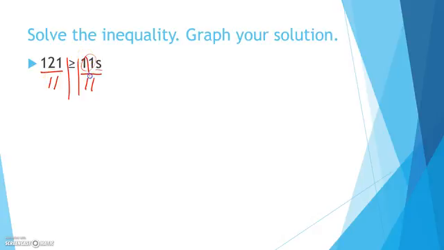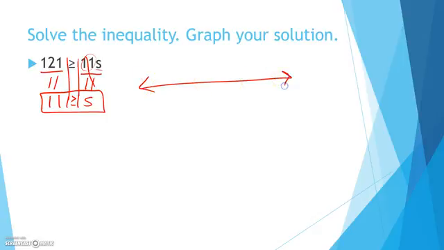11 over 11 gives me 1, or just 1s. Bring down that inequality sign. And 121 divided by 11 is 11. So I have 11 is greater than or equal to s. Again, our variable's on the right side, which makes things sometimes a little trickier. So we really have to be careful of what number we choose to make the inequality true when we're deciding which way to point our arrow.